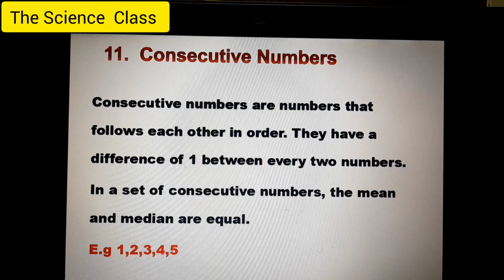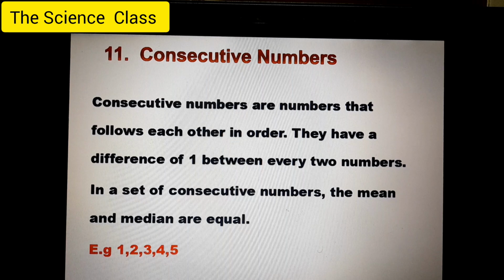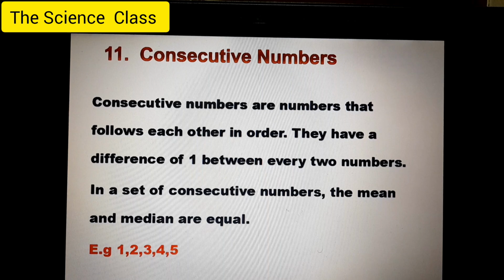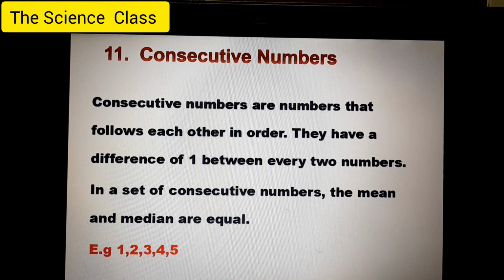So for example, if you're writing an OBJ exam and you are asked to get the mean and median for a set of consecutive numbers, once you get the mean, you don't have to bother yourself with the median any longer. You know that the median is equal to the mean.